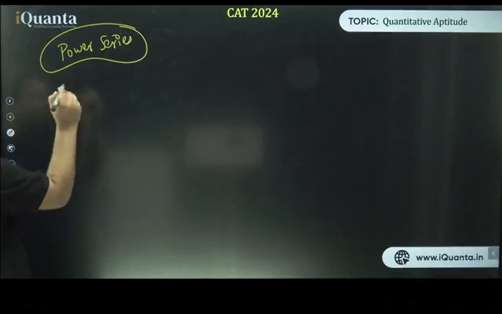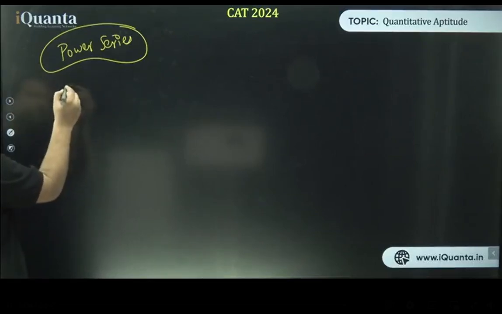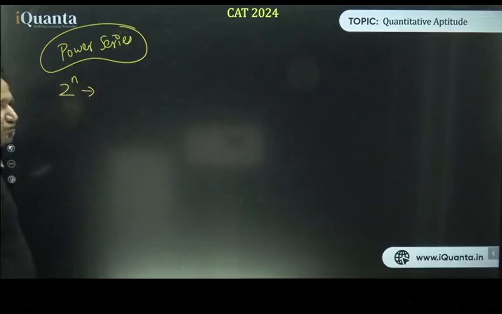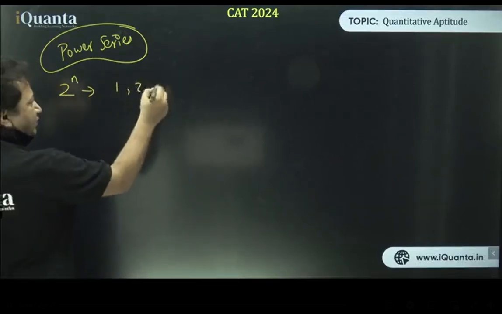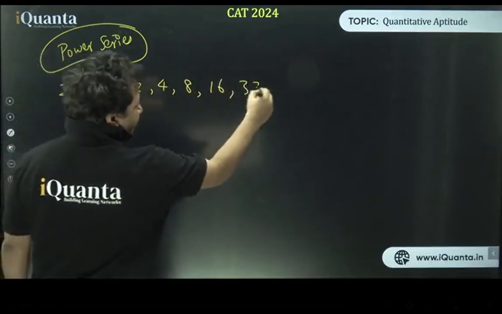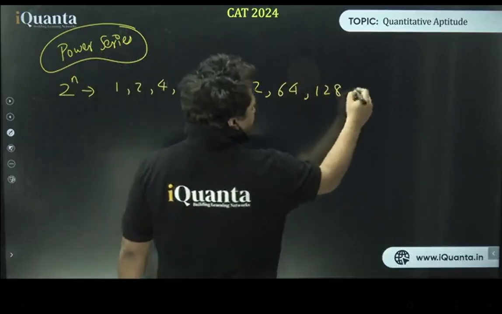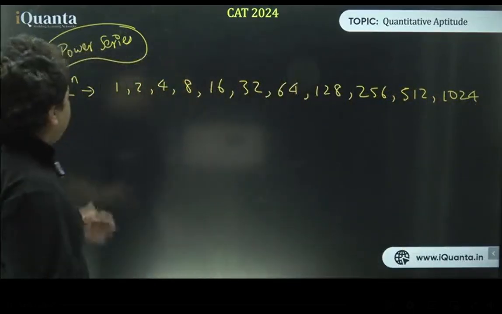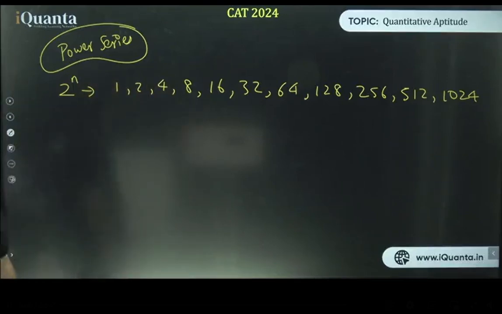So first important is powers of 2. This will be 2 to the power n, starting from 0 to whatever. So 2 to the power 0 is 1. Then we have 2, 4, 8, 16, 32, 64, 128, 256, 512, and 1024. So I want you guys to remember these powers of 2 from 0 to 10. This is very important. Okay? From 0 to 10.